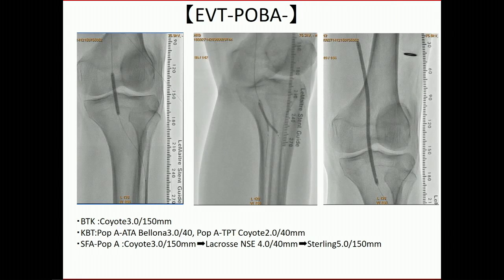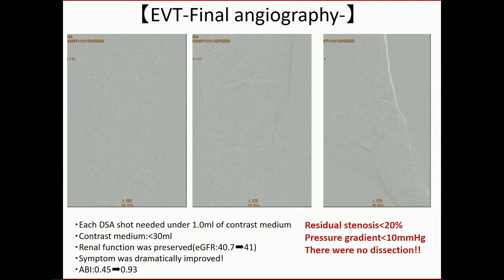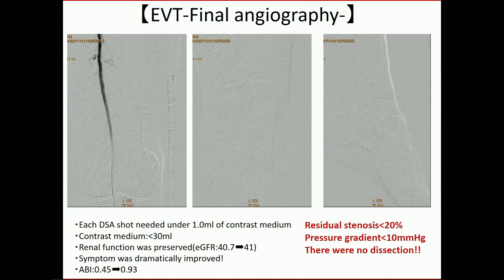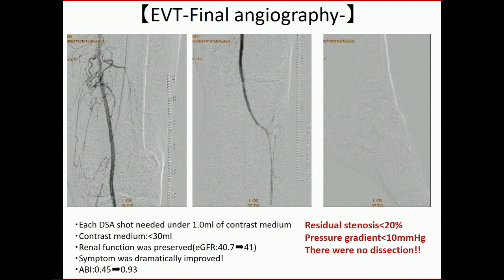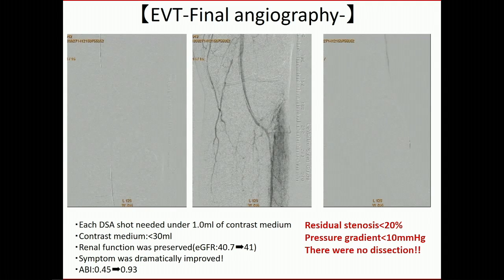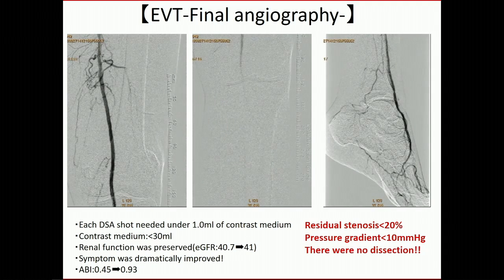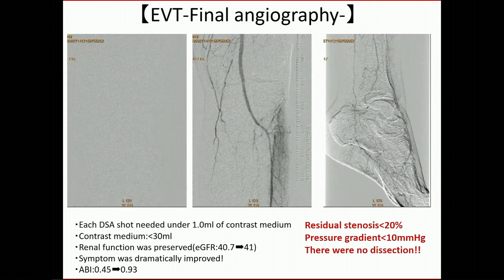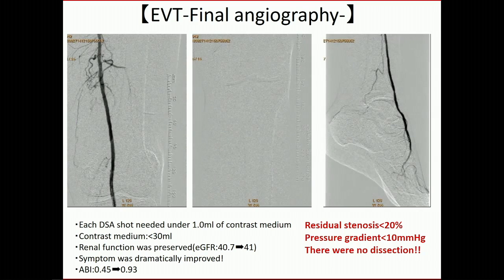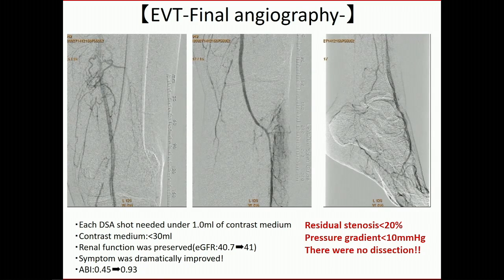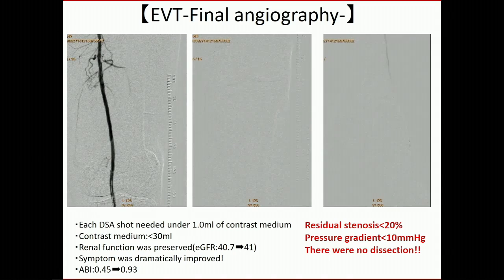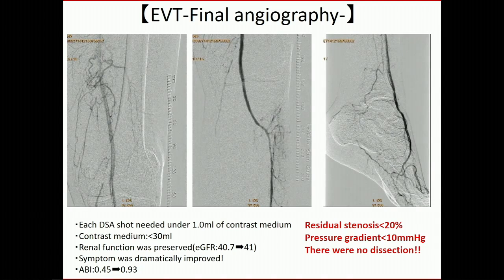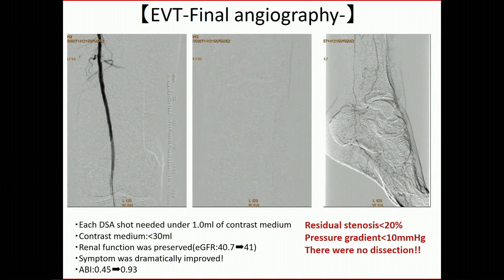After that, balloon angioplasty, the scoring balloon, and the kissing balloon dilatation, and finally a long balloon with a long inflation time. So this is the final angiography. There was no residual stenosis, and there was no major dissection, as you can see. Moreover, we could identify the distal BTK and below-the-ankle vessels well. And the contrast medium was under 30 milliliters, even with this complicated procedure. Clinical course was very good.